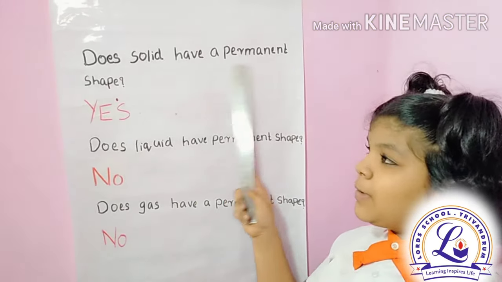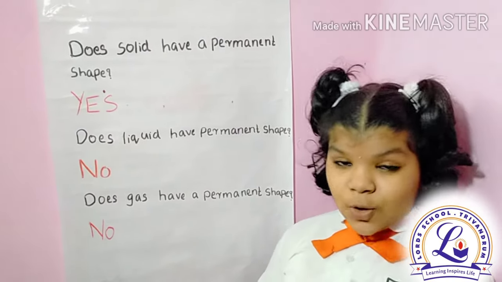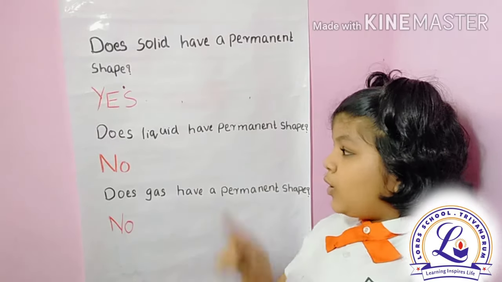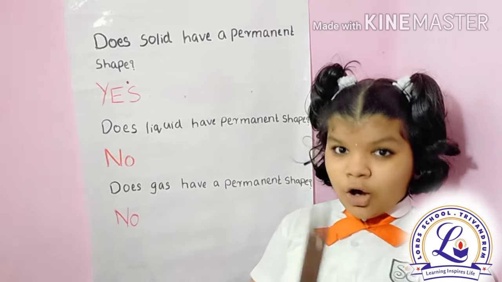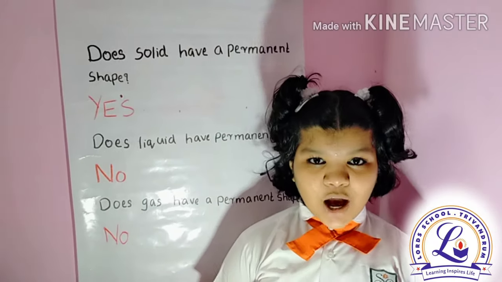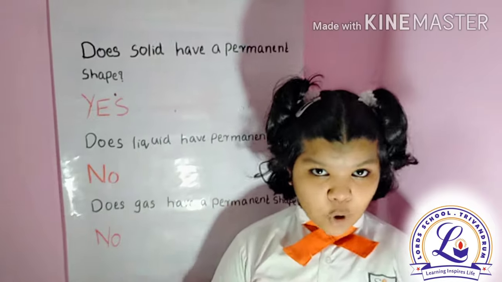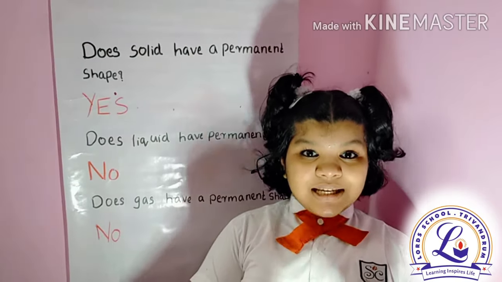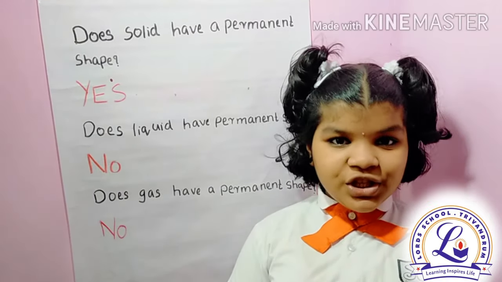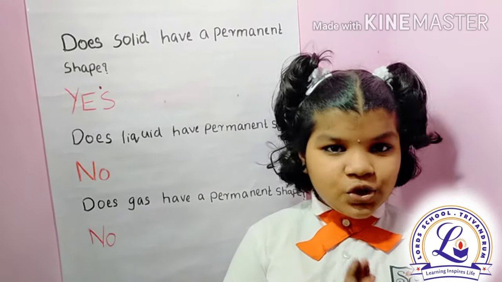As we have seen these many experiments, you will be able to understand the next topics very easily. Does solid have a permanent shape? Yes, solid has a definite shape. For example, this scale or this board. The shape of this scale or this pen or this board or these clothes never changes. Even if we look at a broken stone, we see it has a shape, even if it is irregular. The shape of a solid does not change even if we move it from one place to another.